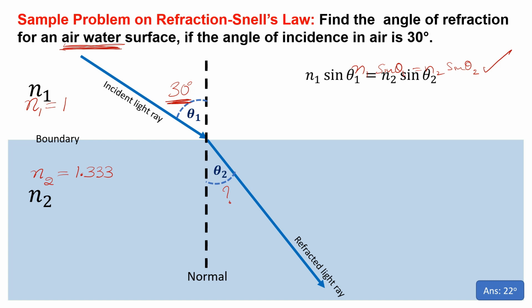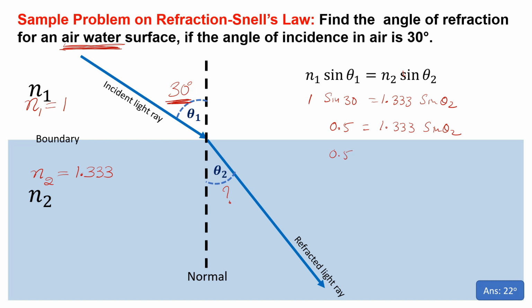Yes, substitute the values. So n1 equal to 1, sin 30, which is equal to 1.333 into sin theta 2. Now sin 30 equal to 0.5; we have to keep our calculators in the degree mode. So 0.5 equal to 1.333 sin theta 2. So 0.5 divided by 1.333, which is equal to sin theta 2.